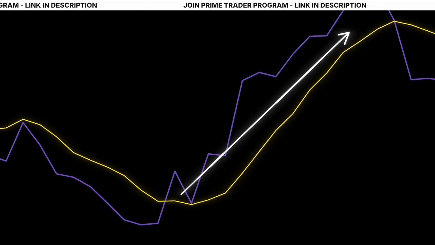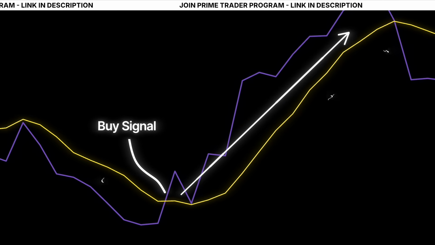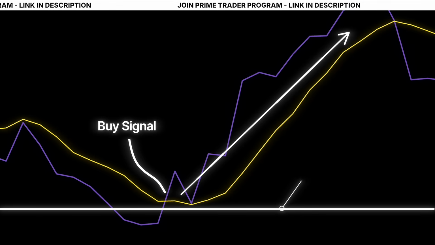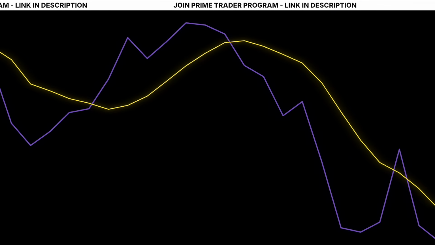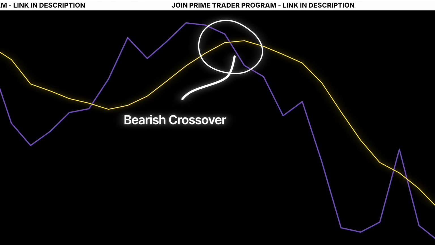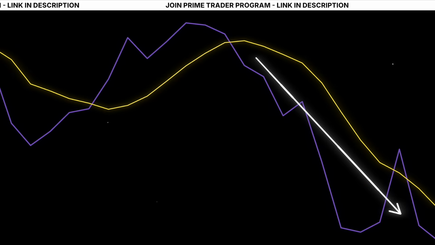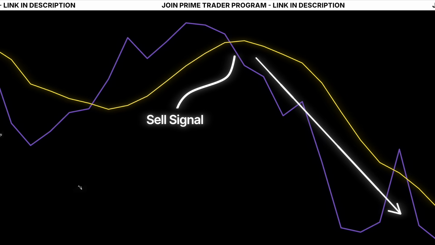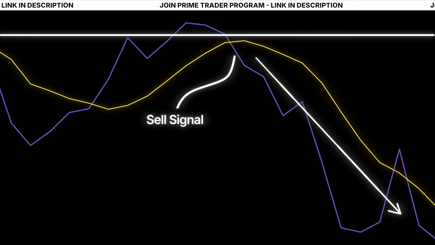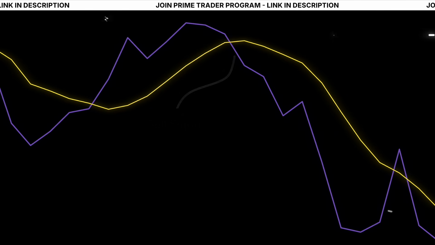It indicates an upwards reversal in price, and it is a high probability buy signal if the crossover occurs around or below the 30 level on the RSI. Similarly, a bearish crossover occurs when the RSI line crosses below its 10-period moving average. It indicates a downwards reversal in the price. It is a high probability sell signal if the crossover occurs around or above the 70 level on the RSI.